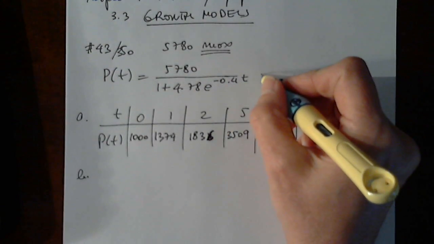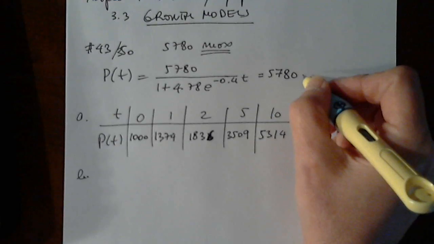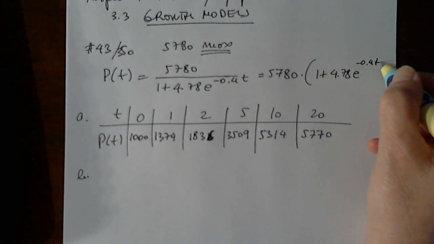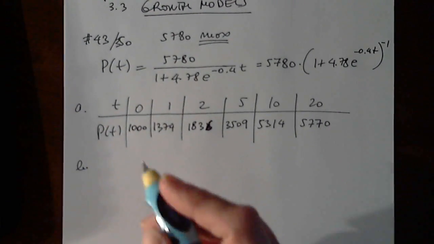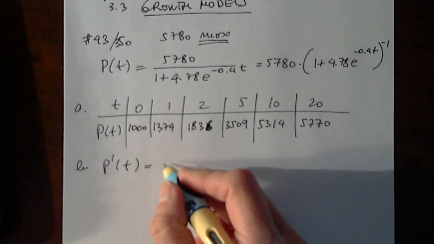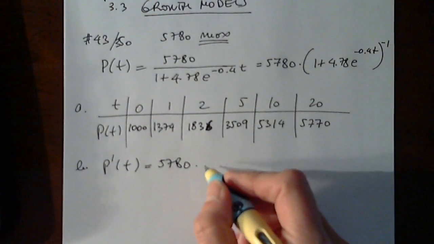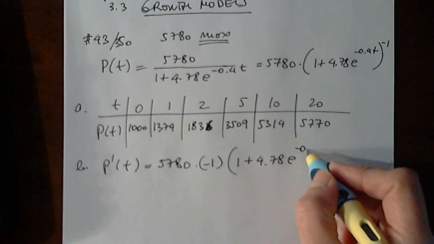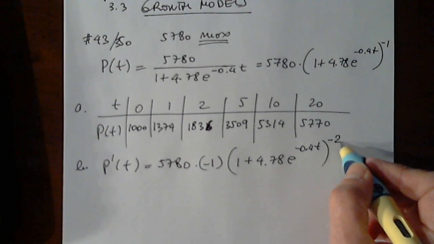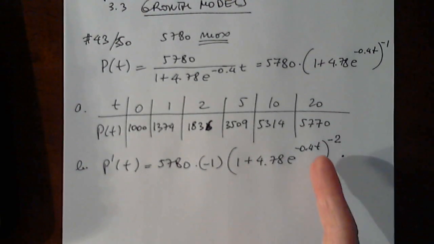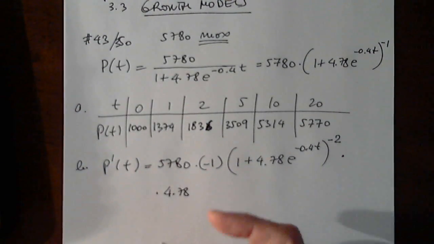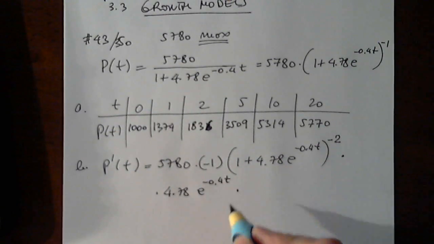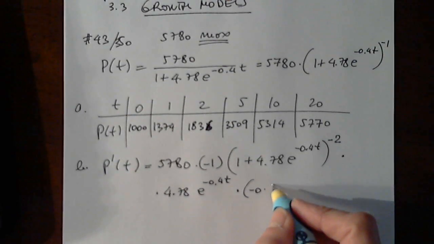Find the rate of change P prime, part B. I am going to replace this function by this function. And now differentiate. P prime of t equals 5780 multiplied by negative 1 multiplied by 1 plus 4.78 e to negative 0.4t to the -2, multiplied by the inner function prime. 1 prime is 0. 4.78 times e to -0.4t times the inner function prime, -0.4.